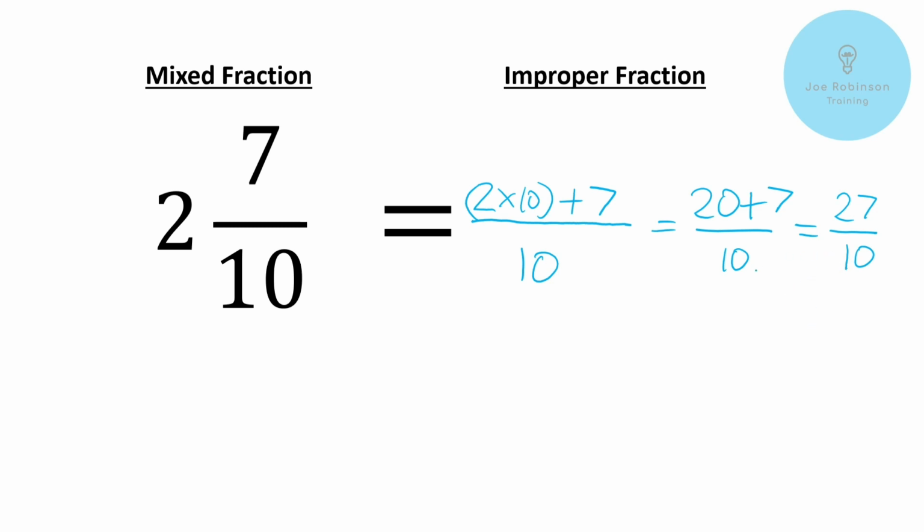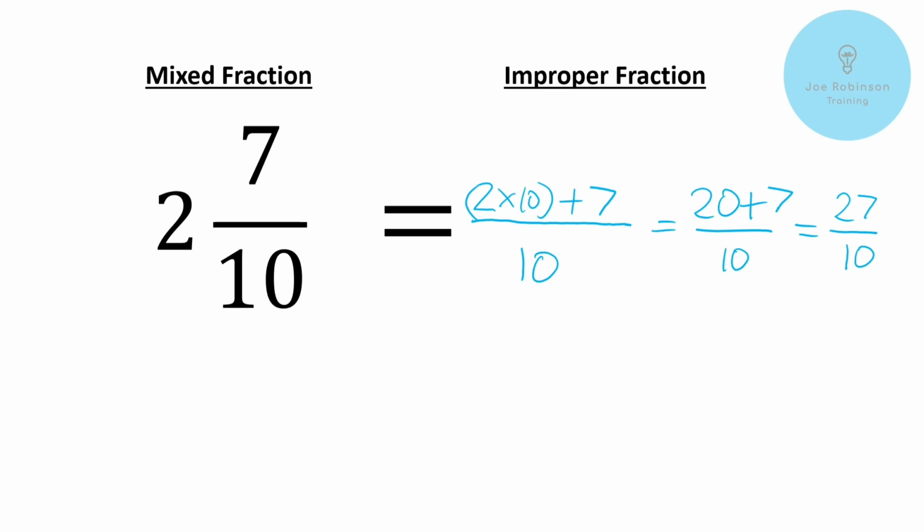So again, imagine it in pizza. You've got 2 whole pizzas split into tenths. So that gives you 20 slices of pizza, plus another 7 slices of pizza, 7 tenths of pizza. Add them together and you've got 27 tenths of pizza altogether.